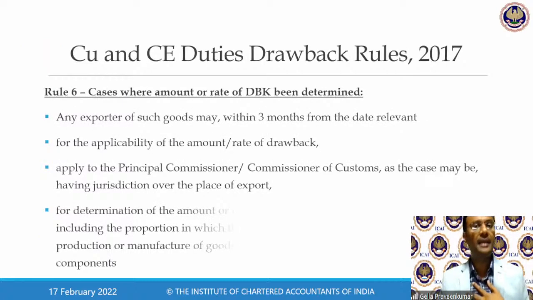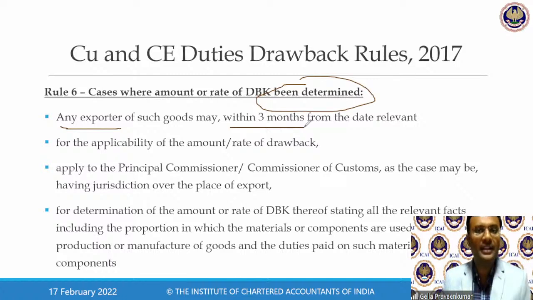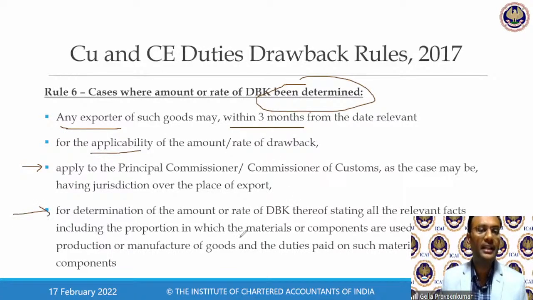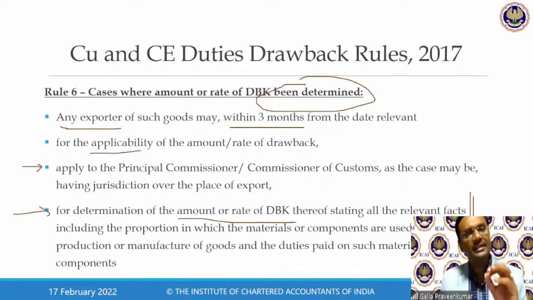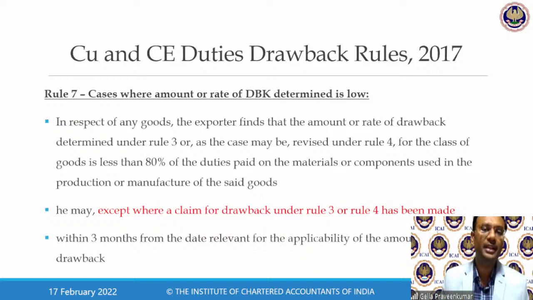So moving further, I am in a kind of industry where the rate of drawback has not been determined. For some reason, duty drawback has not been determined. So as an exporter, within 3 months from the date of the relevant event of export, I have to make an application. When I know that duty drawback is applicable to me, depending on the nature of production or manufacture I do, I make an application to the principal commissioner or the jurisdictional officer who is concerned with my export. For what? For determining the amount of drawback I can get on the basis of the information or explanation I'm going to give. Rule 6 talks about the case where I am not entitled to drawback, or for my industry, the drawback rate has not been fixed.